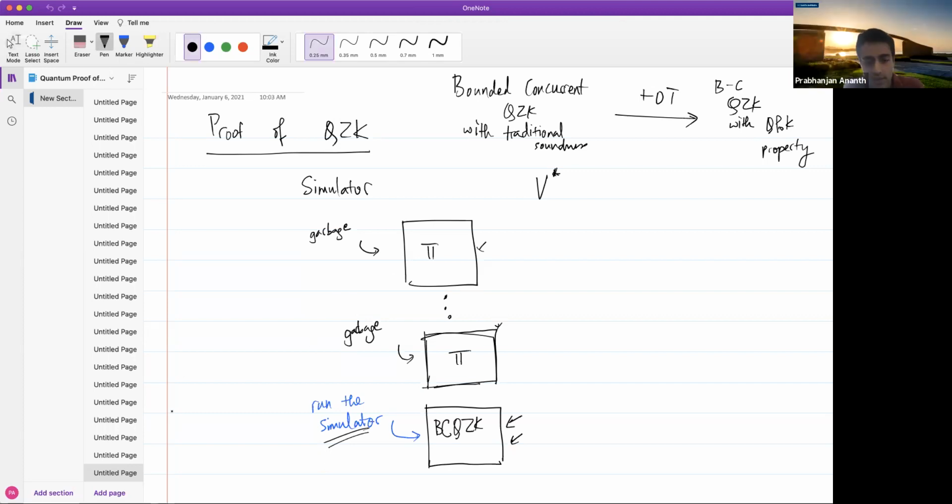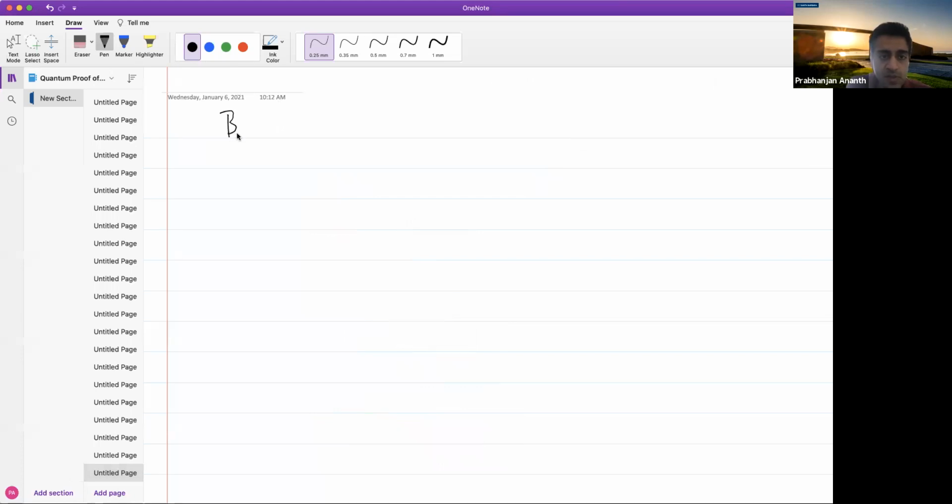Okay. So what I can do is the following. In any case, I have to briefly talk about what this is here in order to show why this satisfies the quantum zero knowledge property. So when I'm discussing this, it will become clear why making this proof work is non-trivial. Okay, so let me dig deeper into this protocol. This protocol is actually going to be very simple. So we have bounded concurrent QZK with traditional soundness.